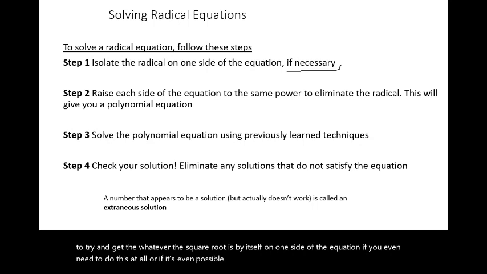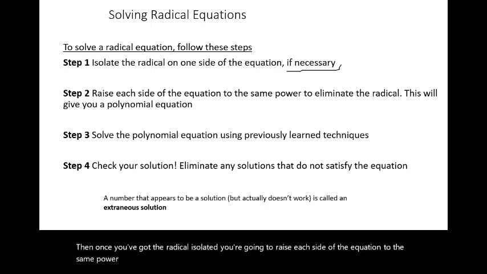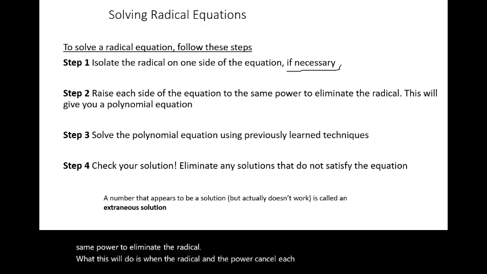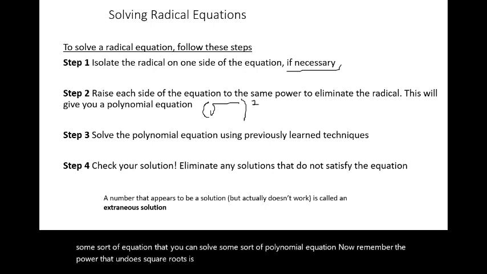Then, once you've got the radical isolated, you're going to raise each side of the equation to the same power to eliminate the radical. What this will do is, when the radical and the power cancel each other out, you will be left with some sort of polynomial equation that you can solve. Now remember, the power that undoes square roots is squaring. So you're actually going to be squaring both sides to cancel out the square root.